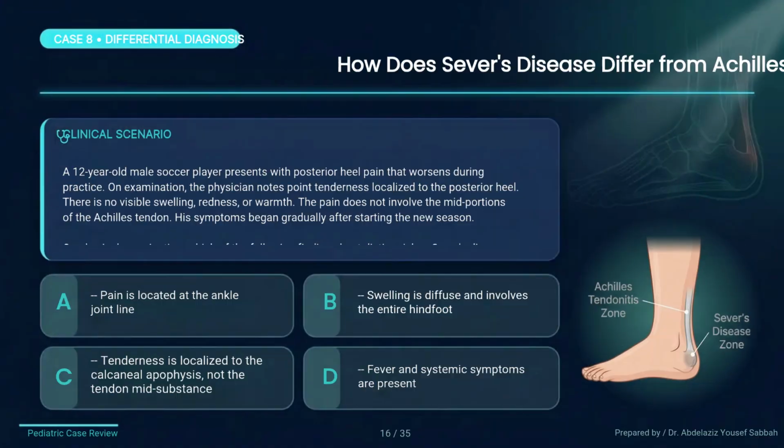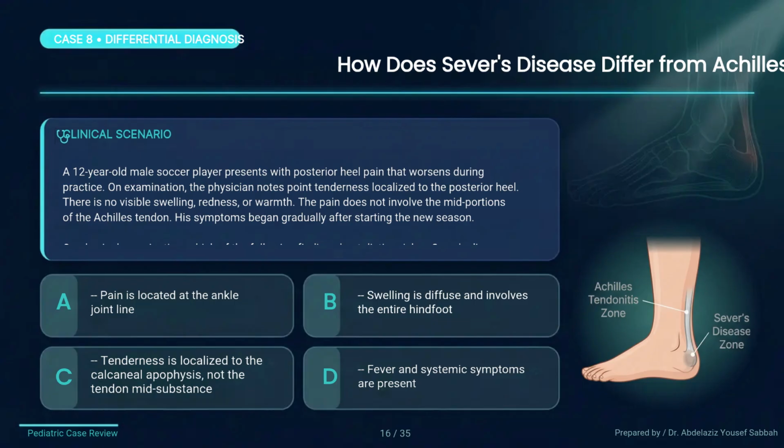Case 8. A 12-year-old male soccer player presents with posterior heel pain that worsens during practice. On examination, the physician notes point tenderness localized to the posterior heel. There is no visible swelling, redness, or warmth. The pain does not involve the mid-portion of the Achilles tendon. His symptoms began gradually after starting the new season.